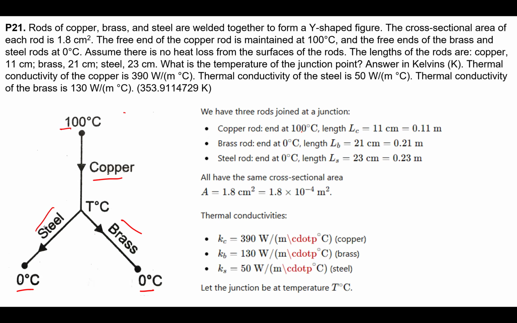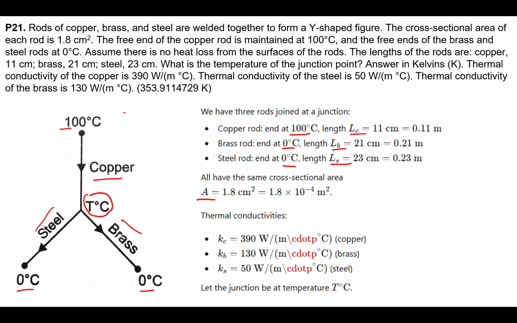The copper rod at the end is at 100 degrees C and the length is given, and brass is at 0 degrees C with its length, and steel is at 0 degrees C with its length. All of them have the same cross-sectional area. The thermal conductivities of copper, brass, and steel are all different. And let the junction be at temperature T, so T at the junction.